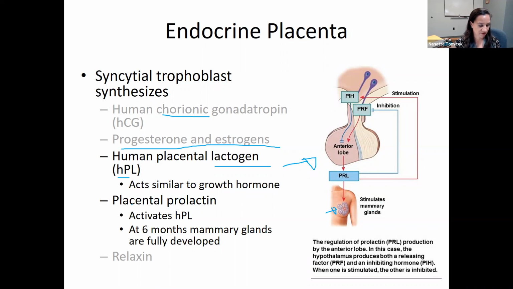Okay, you also have placental prolactin. Okay, that's going to activate human prolactin. This is a hormone that's produced in the brain, right? And that's going to stimulate the anterior pituitary, right, our master gland, to activate and really start making milk from those growing milk ducts. And one thing to point out, at 6 months, those mammary glands are fully developed.